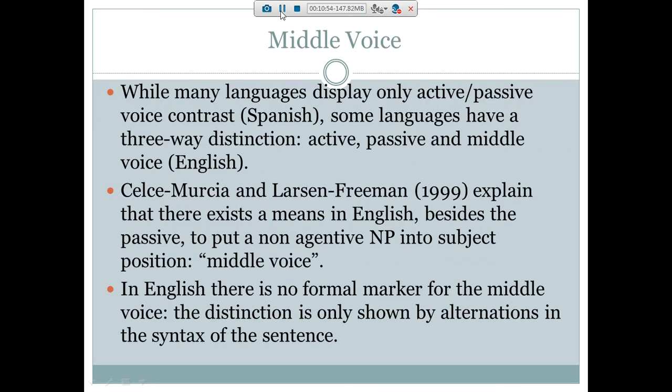Another concept I would like to speak about before starting with middle and ergative constructions as such is the verbal category of middle voice. While many languages display only active and passive voice contrast, like Spanish, some languages have a three-way distinction: active, passive, and middle voice, and that is the case of English. It's important to remember that in Spanish we do not speak about middle voice, but middle constructions.